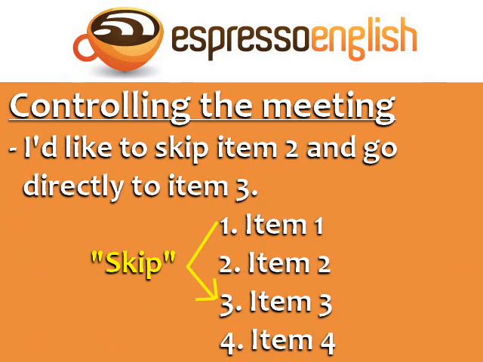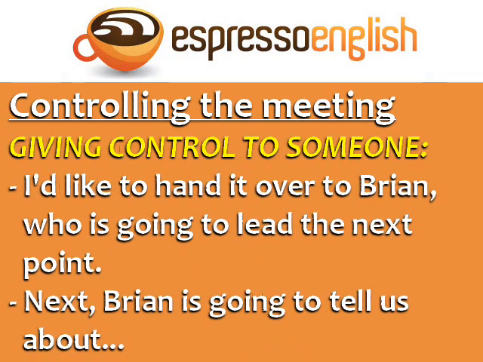You can also say, I'd like to skip item 2 and go directly to item 3. If you would like to give control of the discussion to another person, you can say this: I'd like to hand it over to Brian, who is going to lead the next point. Or, next, Brian is going to tell us about.